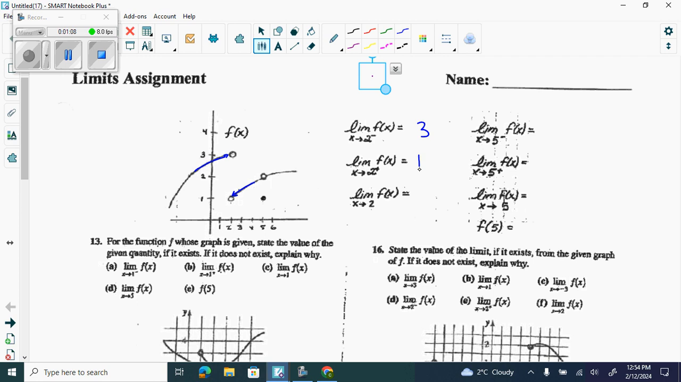Now, do these two match? No. So the limit from the left is good. The limit from the right is good. The limit at x does not exist.